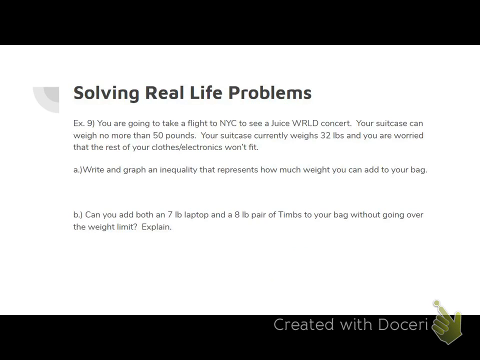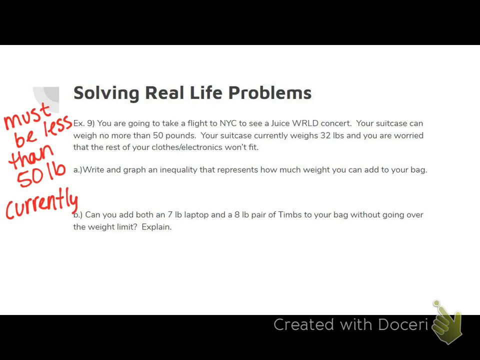Good. Number 9 says you're going to take a flight to New York City to see a Juice WRLD concert. Your suitcase can weigh no more than 50 pounds. Okay, no more than 50 pounds. Your suitcase currently weighs 32 pounds. So, I would maybe make a note. Must be less than, how much did I say? 50 pounds. And it is currently how much? 32 pounds. So I'd maybe be making these notes.